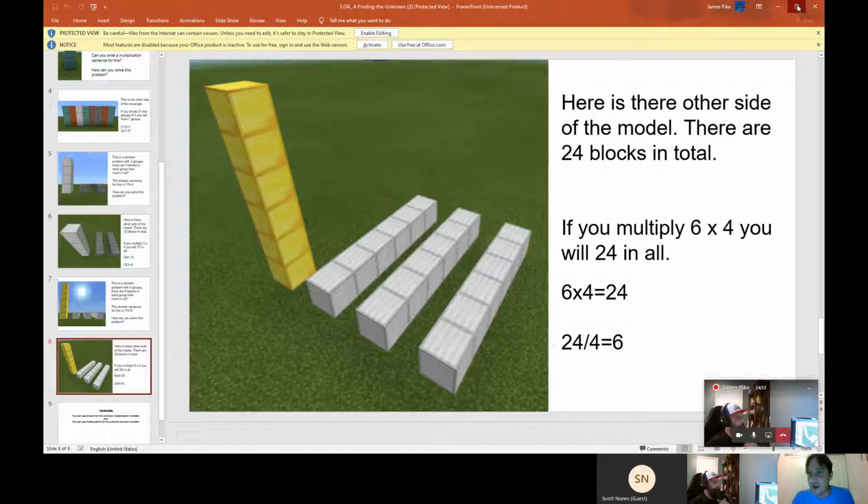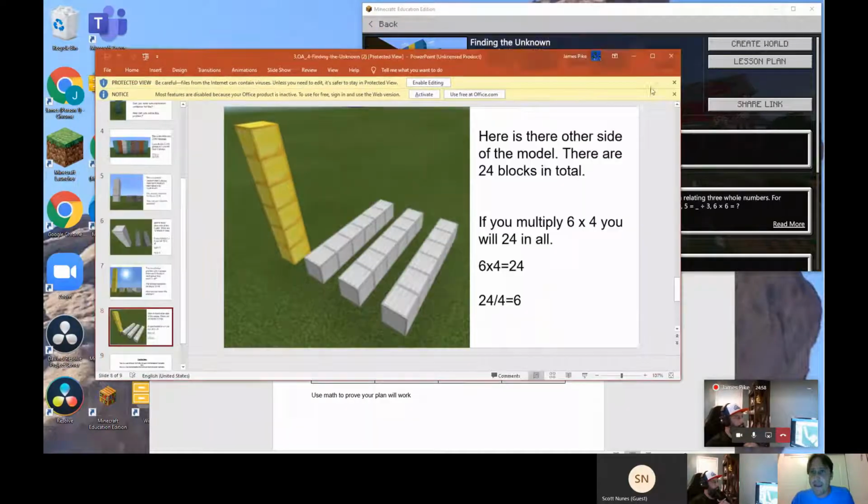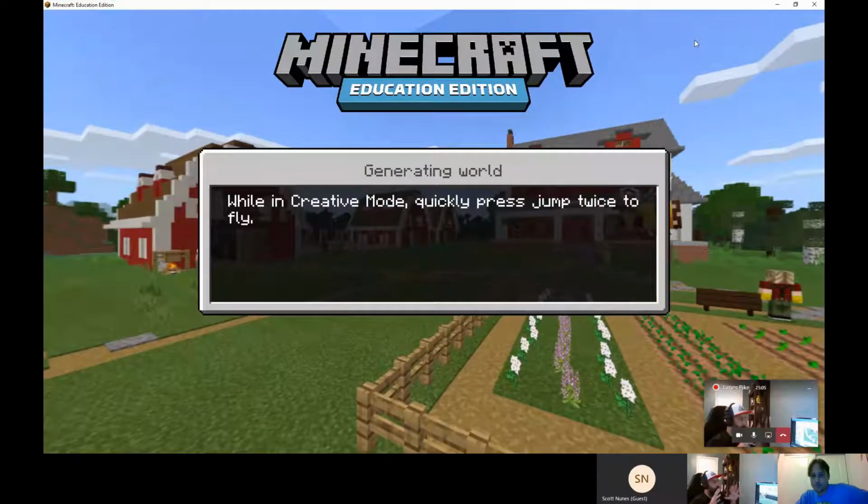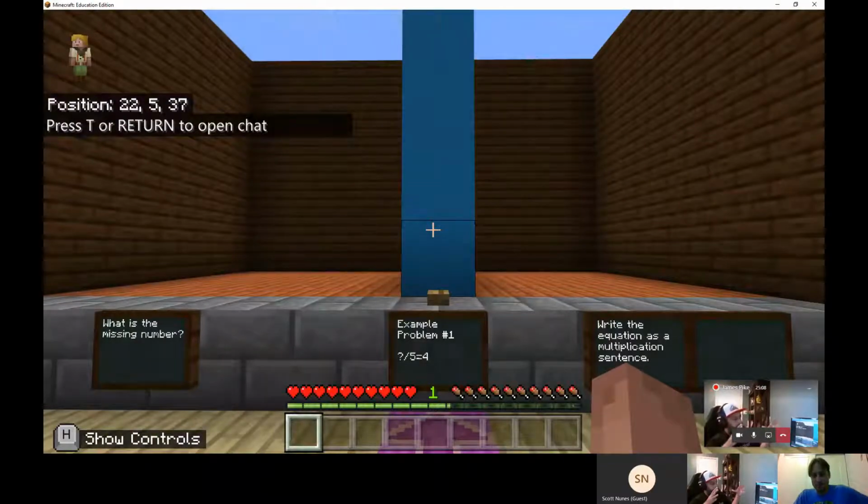So let's go enter the world. And now, while we're waiting for that world to load, you created all of these, right? I created all of these, and it was a lot of work. I did it all. I can tell.